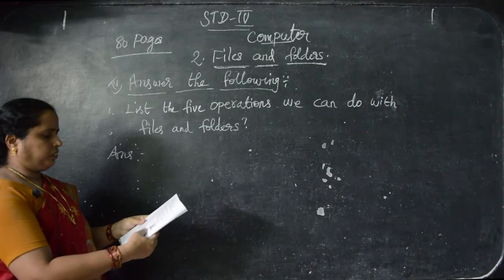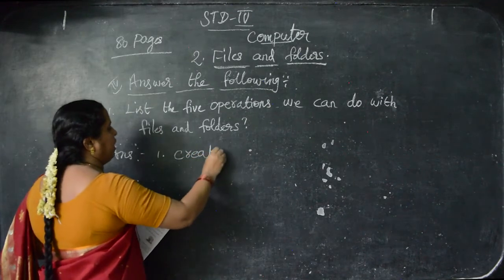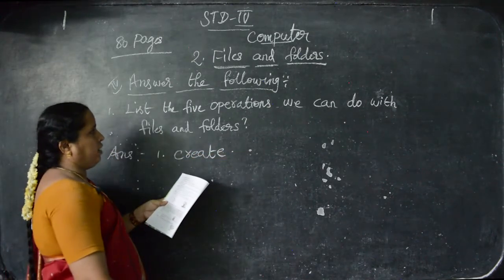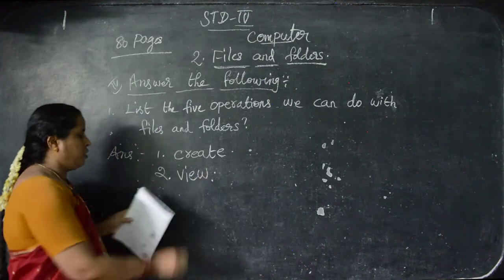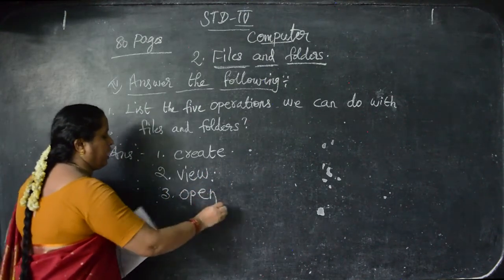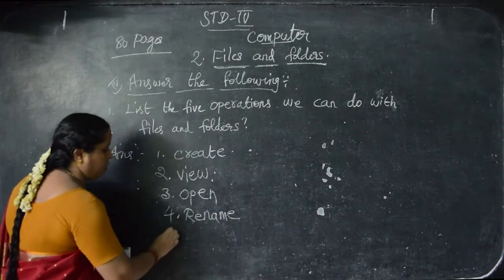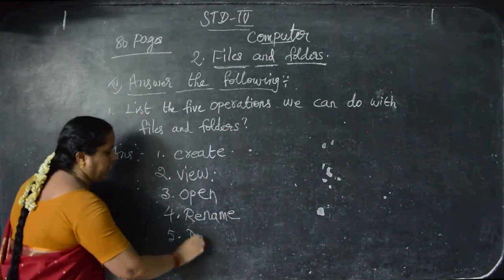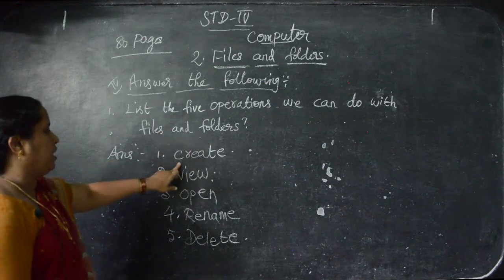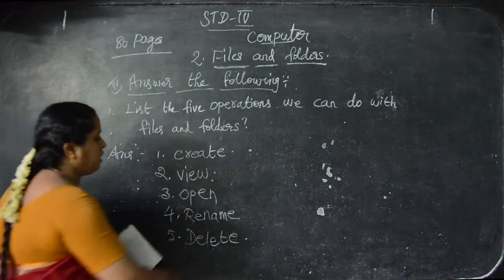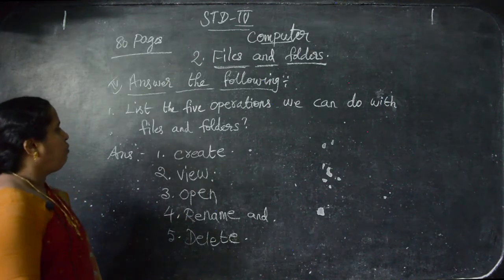What are the list? First one, create, C-R-E-A-T-E, create. Second one, view, V-I-E-W, view. Third one, open, O-P-E-N, open. Fourth one, rename, R-E-N-A-M-E, rename. Fifth one, delete, D-E-L-E-T-E, delete. These are the five operations we can do with files and folders: create, view, open, rename and delete.